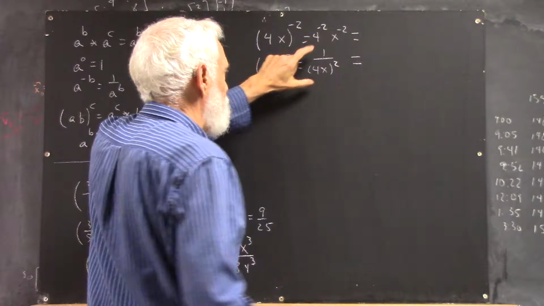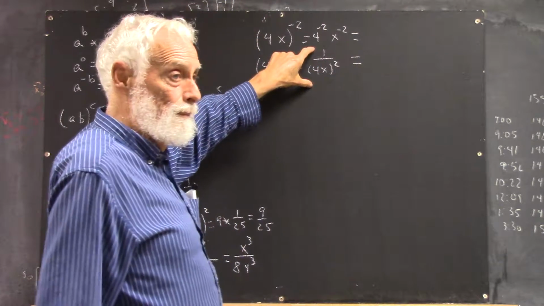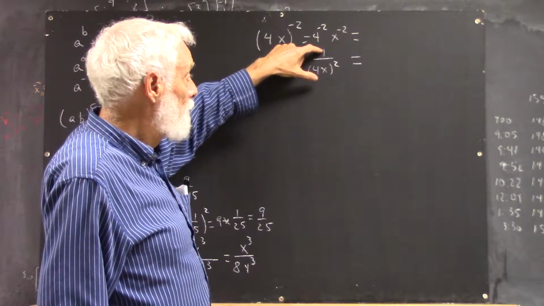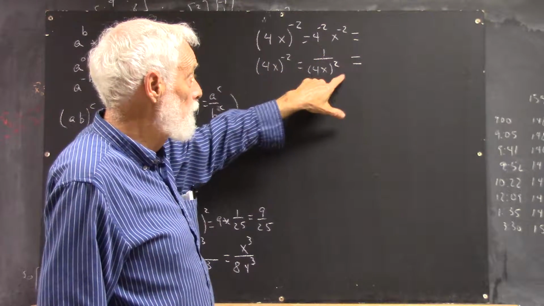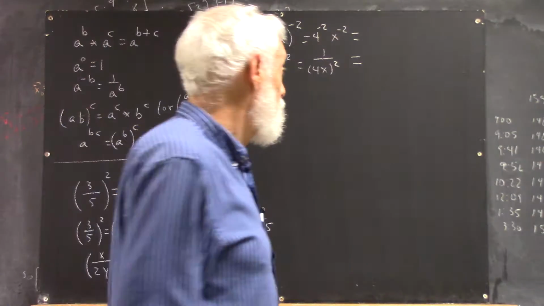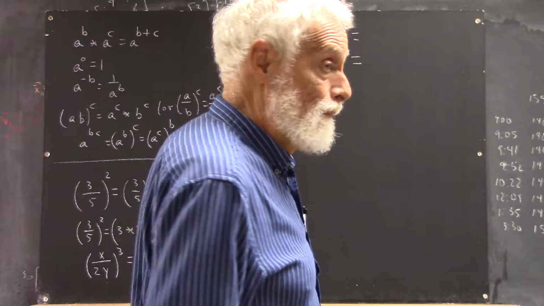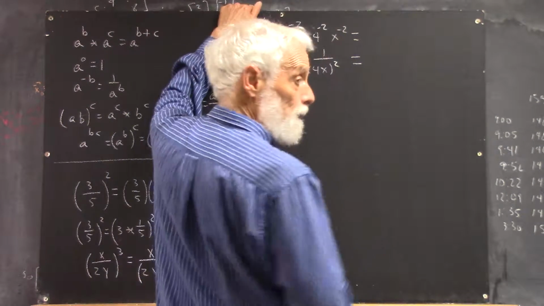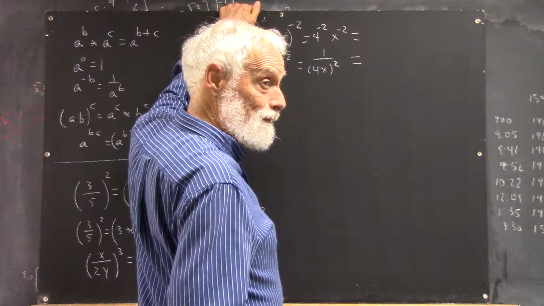Let's look at how this one continues. What do you do after you write 1 over the quantity (4x) squared? You square 4x. Well, what do you square? 4x. How do you do that? What do you get? 16x squared.